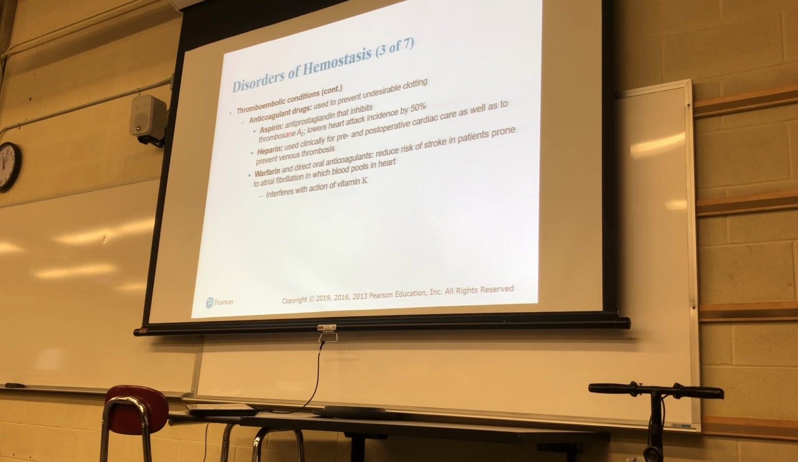Anticoagulant, aspirin, antiprostaglandin, so it stops the prostaglandin process. Prostaglandin means inflammation. You don't want these things flowing around. It cuts down the stickiness. Heparin is used clinically for pre and post-operative cardiac care to prevent venous thrombosis. And warfarin, an oral anticoagulant, reduces stroke in patients with AFib. It interferes with the action of vitamin K, because vitamin K is needed for clot formation.